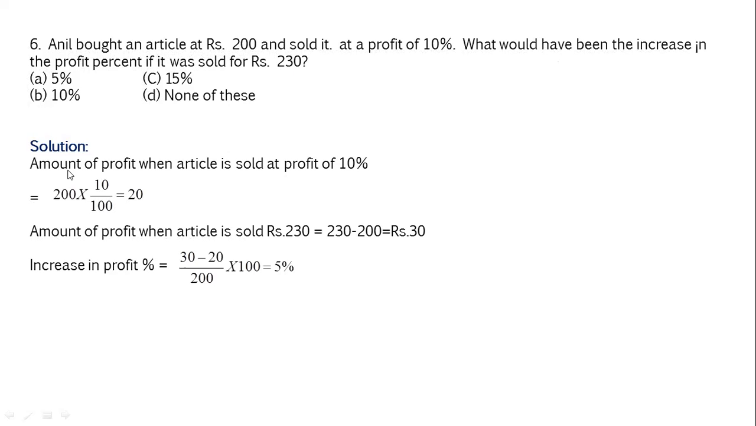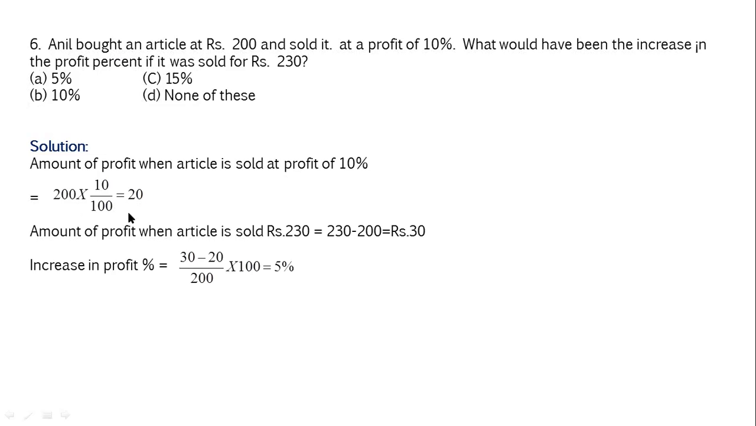See how to calculate the amount of profit when the article is sold at a profit of 10%. How can you calculate? 20 into 10 by 100. Is it right? It is obvious. He is buying that article at 200, getting a profit of 10%. That means the amount of profit will be 20 rupees.